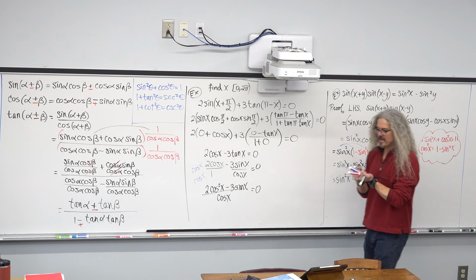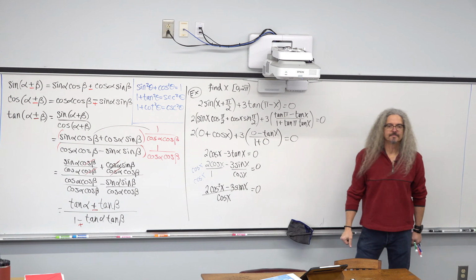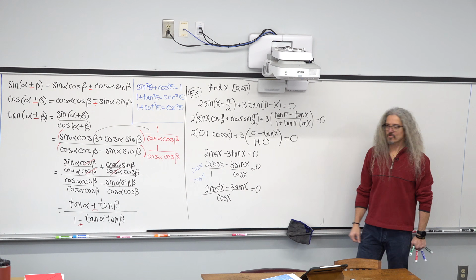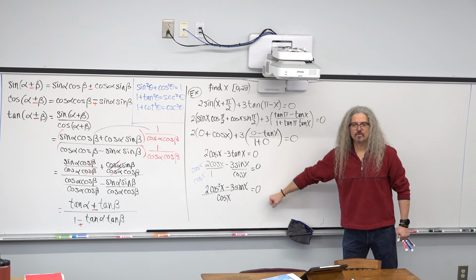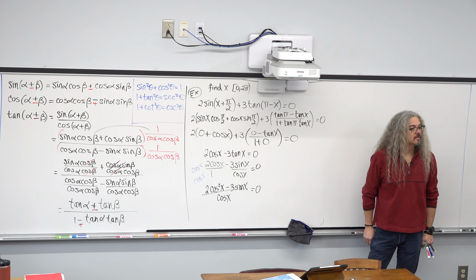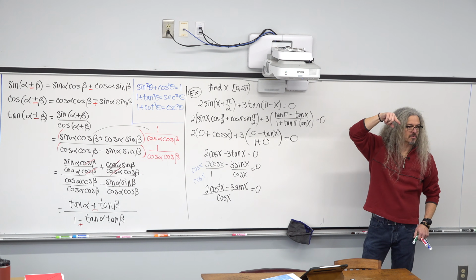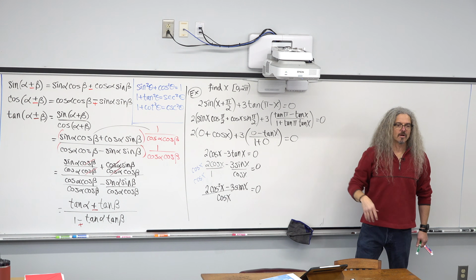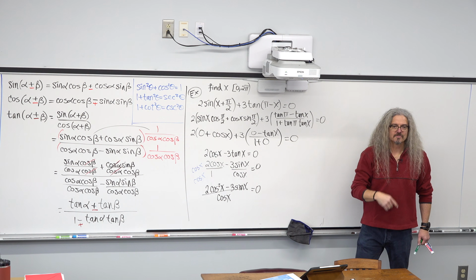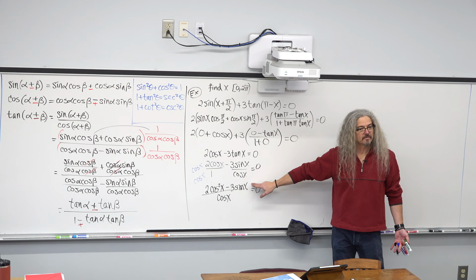So we have 2 cosine squared x minus 3 sine of x over cosine of x is equal to 0. Boy, I stumbled on a nice, fun example. We have a fraction equal to 0. What's the only way an entire fraction equals 0? The numerator is 0. If the denominator is equal to 0, it's undefined and there's no solution. If the numerator is equal to 0, what's 0 divided by 10? 0. 0 divided by 5? 0 over 100. So we could just focus on the numerator.